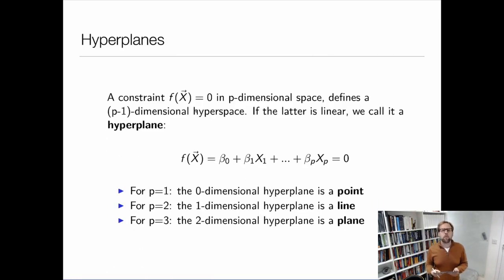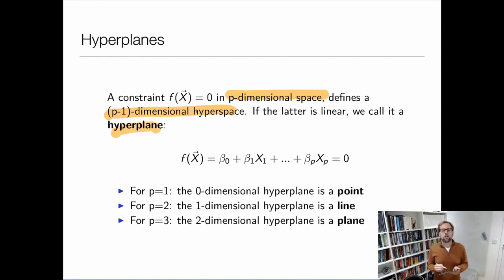So the first thing is, what is a hyperplane? It's a common term in mathematics to describe a kind of lower dimensional space in a higher dimensional space. In particular, for a plane, it's a linear space. But the idea is really that I have one constraint in a p-dimensional space, and this transforms my p-dimensional space into a p-1 dimensional space, and this space is called a hyperspace.